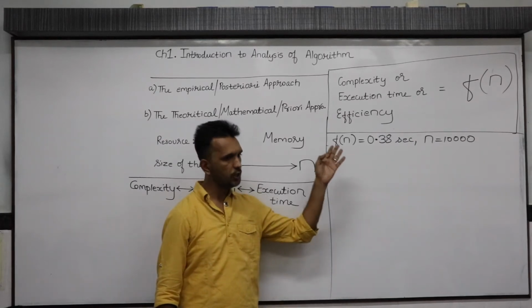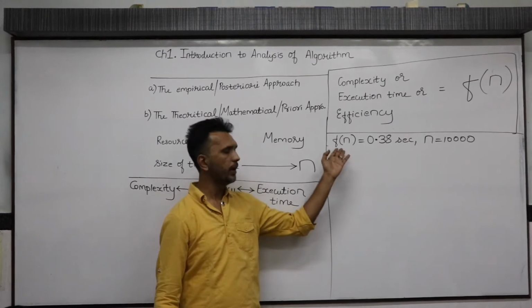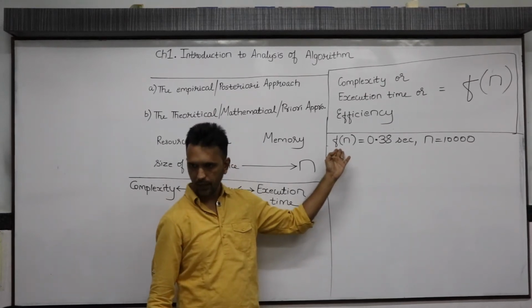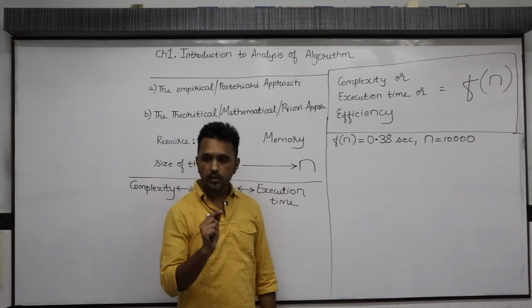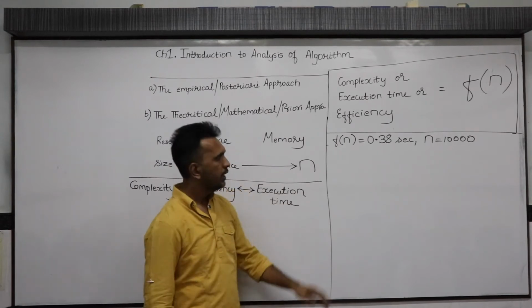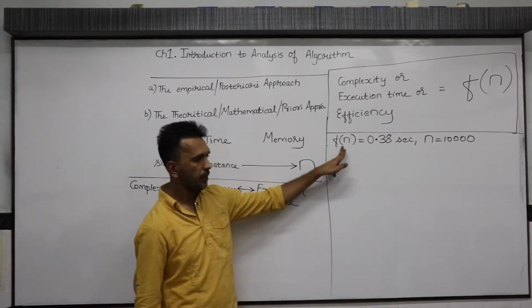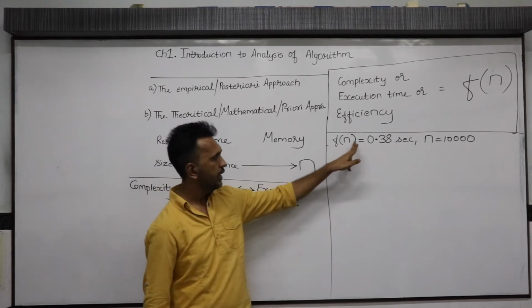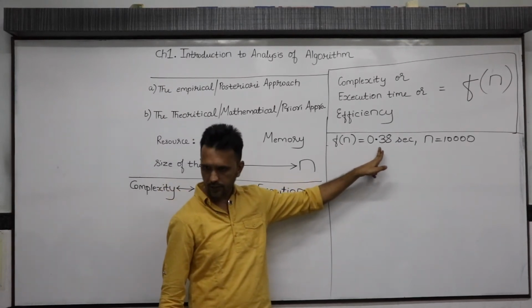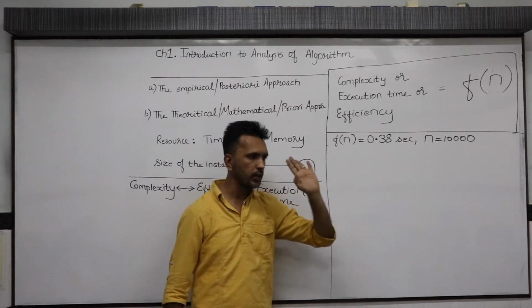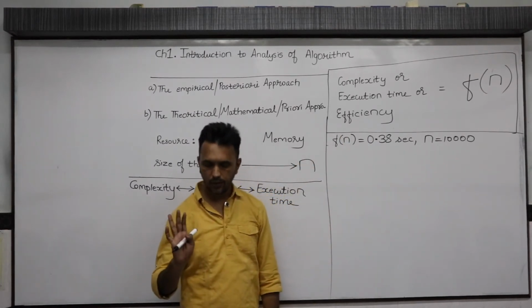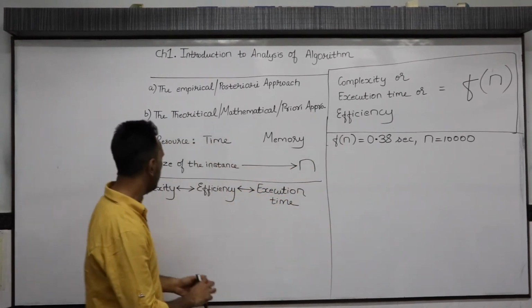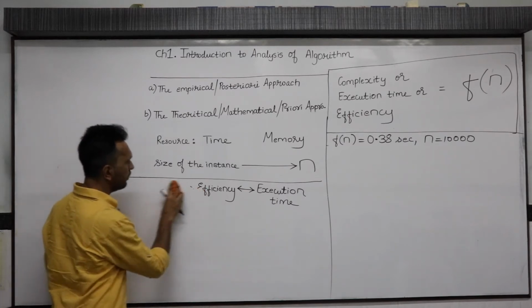Efficiency. Execution time. So here onwards you might as well call it execution time. So what this line means, you should read it this way: the execution time taken by an algorithm is 0.38 seconds when n is equal to 10,000. Do you understand that? Okay, now be very attentive. Things are going to be a little confusing.